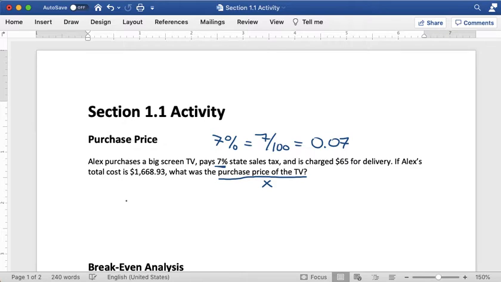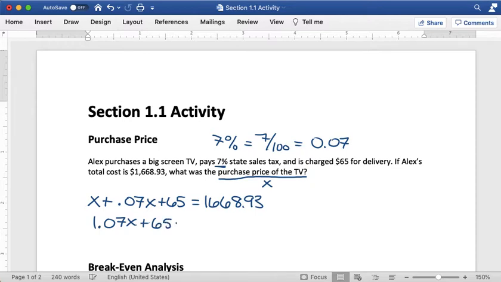We're taking our purchase price, we're adding the 7% state sales tax, we're adding $65 for delivery, and then that's going to give us our total cost. So our purchase price is X, our 7% sales tax is 0.07 times X, and our $65 added on top of that. We're assuming that we're not paying tax on the delivery cost. And when we add those three things together, we get our total price here. So when we add X plus 0.07X, that gives us 1.07X.